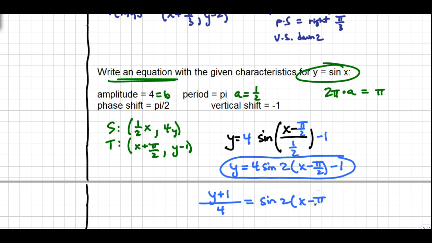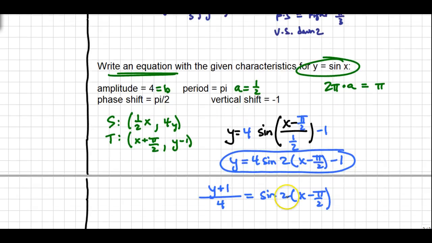One final way that I would also accept it is if you wanted to go ahead and distribute the 2, I would allow that. If you distribute the 2, you'd get a 2x there. 2 times negative pi over 2 would end up being just negative pi. So if you had that as your final answer, I would also accept that as being accurate.